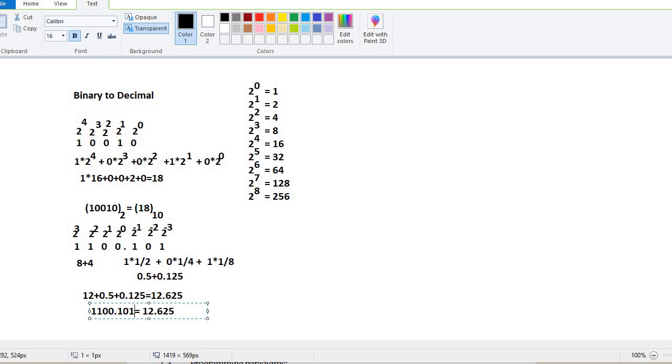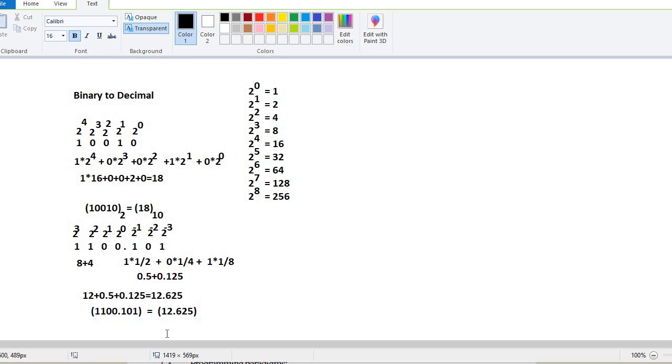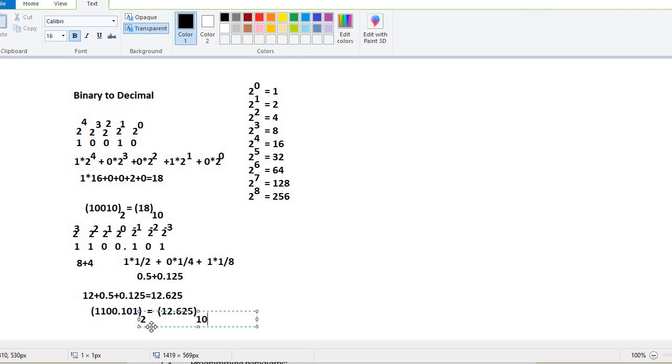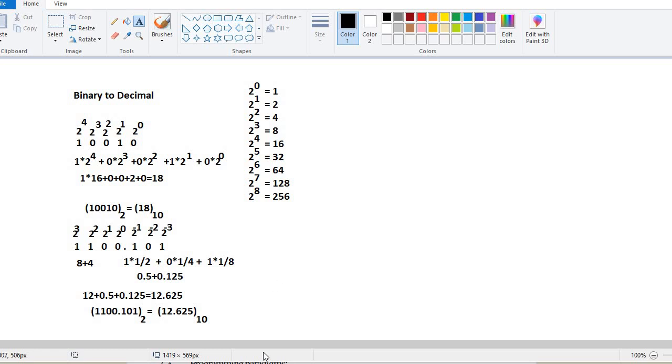Let me write it in brackets so that we can understand what is binary and what is decimal. To represent the binary and decimal, always write the base. Okay. This 2 and this 10. Okay. Now we have understood how to convert a binary number into a decimal number.